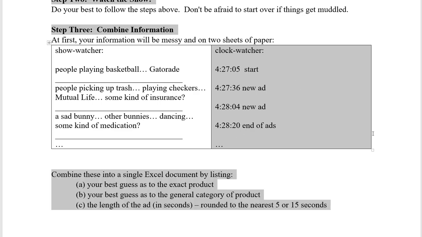Next, you want to combine these into a single Excel document by listing out, okay, what was the product, as best you can remember, then come up with a category. Maybe you come up with all the products first, and then you figure out what sort of categories you have going on, and then the length in seconds of the ad. Generally, I think commercials are always 15 seconds or 30 seconds or a minute, so round to the nearest 15 seconds. Or if you're pretty sure it was a 10-second commercial or 40-second commercial, then round to the nearest 5. None of them are going to be like 27 seconds or something like that.